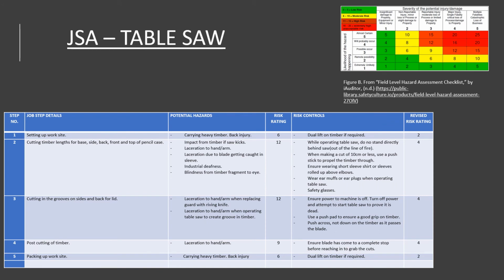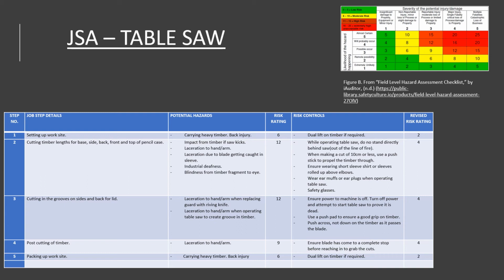Our JSA for the table saw. Step 1, setting up the worksite. Hazards are carrying heavy timber, back injury, risk rating of 6, with a control of dual lift on timber if required, revised risk rating of 2.